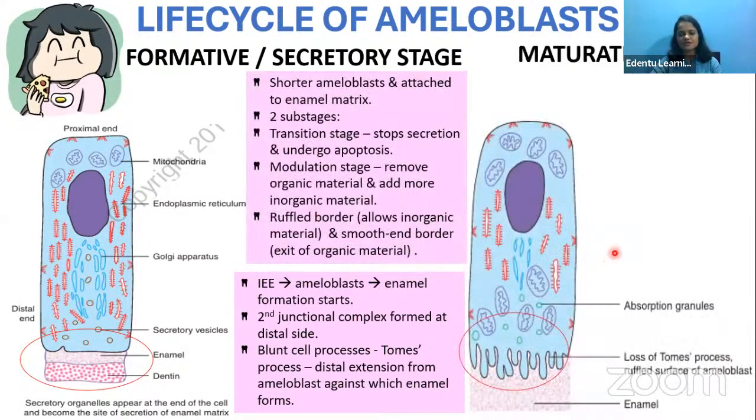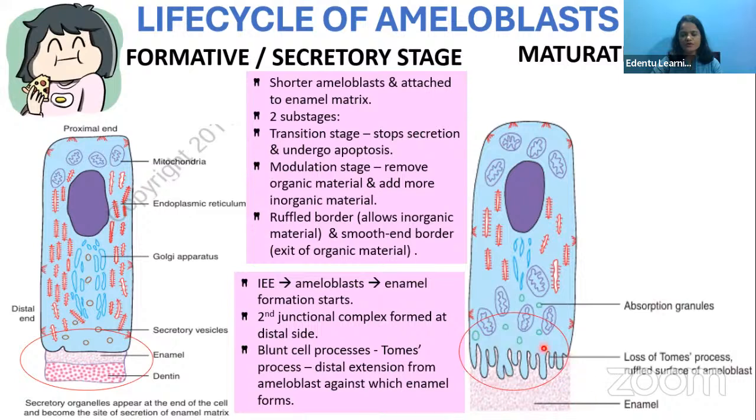In the maturative stage, the ameloblasts will become short. Here they were in a very columnar shape, but here they will become a little bit short and they are attached to the enamel matrix.